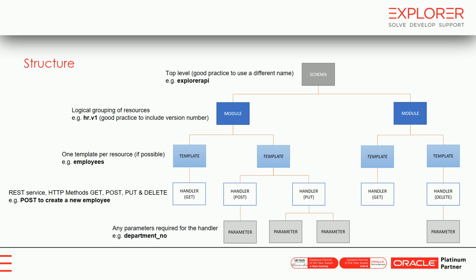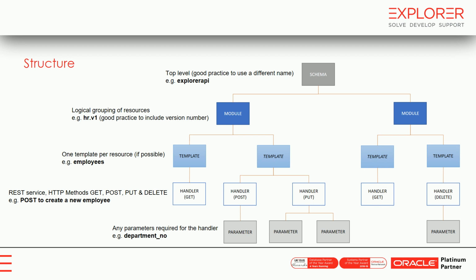Web services in Oracle are made up of 5 levels: schemas, modules, templates, handlers, and parameters. The top level is for the database schema. Each schema you want to use must be enabled for ORDS, and it's good practice to use an alias different from your actual schema name to reduce security threats.